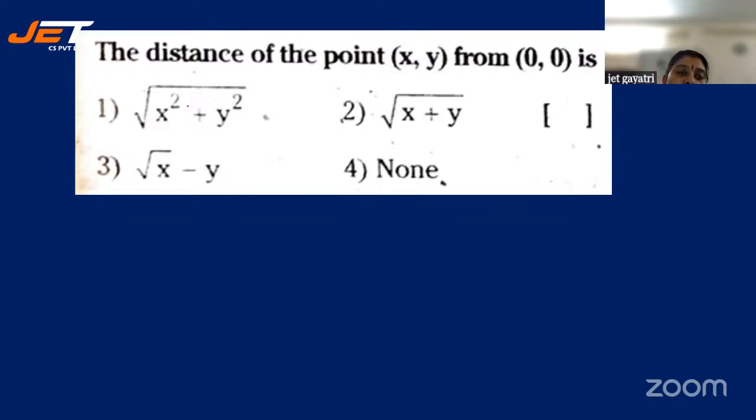The distance of the point x comma y from 0 comma 0 is what? What is the distance formula? Right? The distance of the point x comma y from 0 comma 0 is root of x square plus y square. All right? Yes. Let's see the answer.